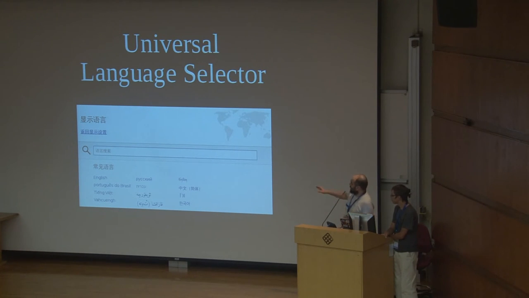And I took this screenshot in mainland China. So at the top of this, you see the languages that are spoken in China, and you can see Tibetan there, and Yi, and Uyghur, and a few others.